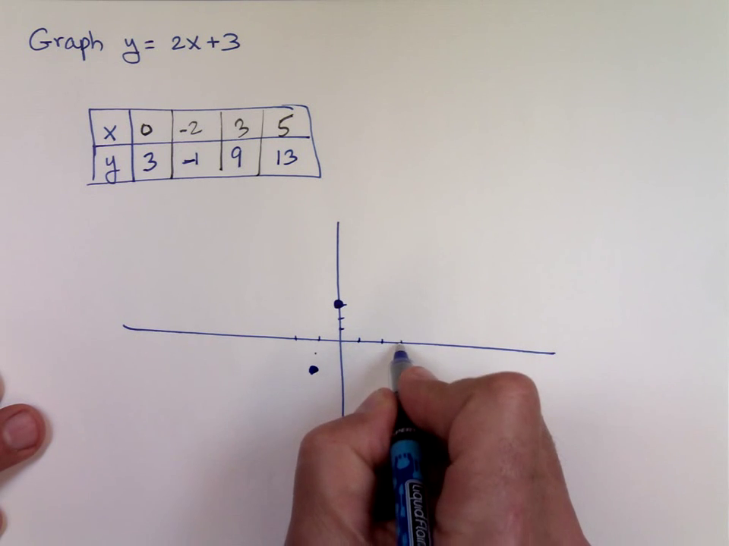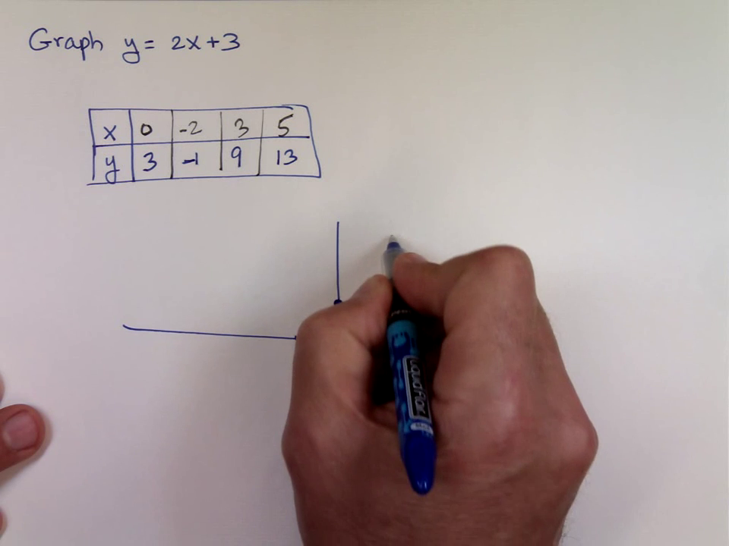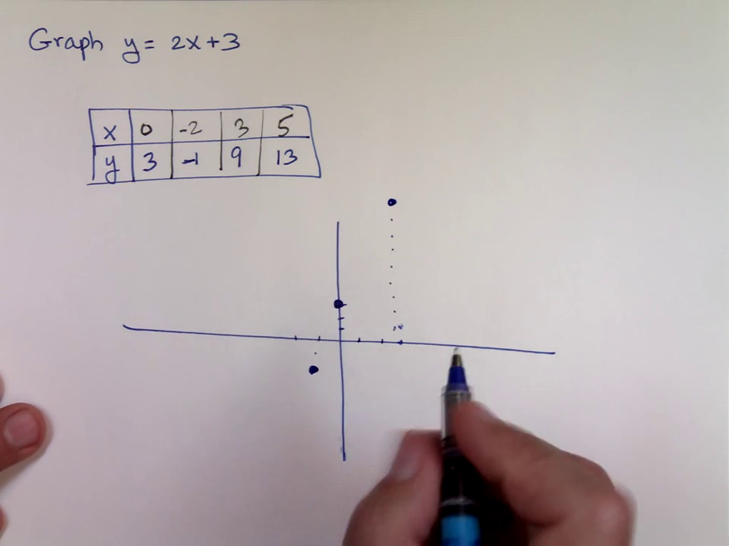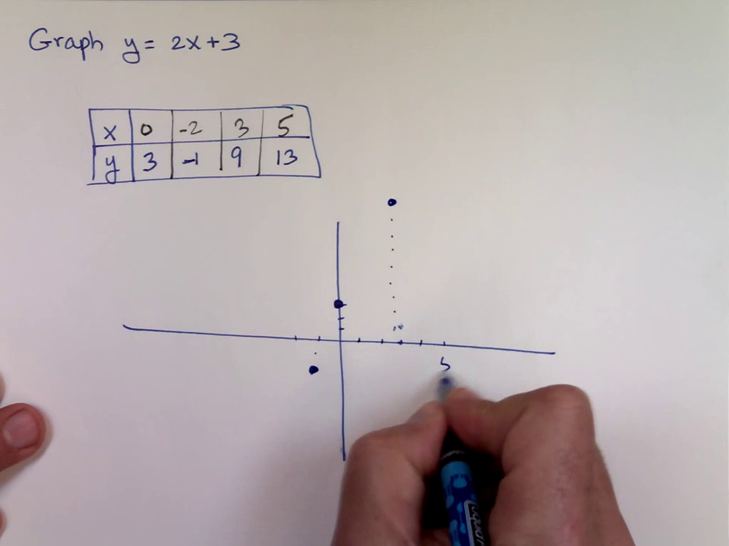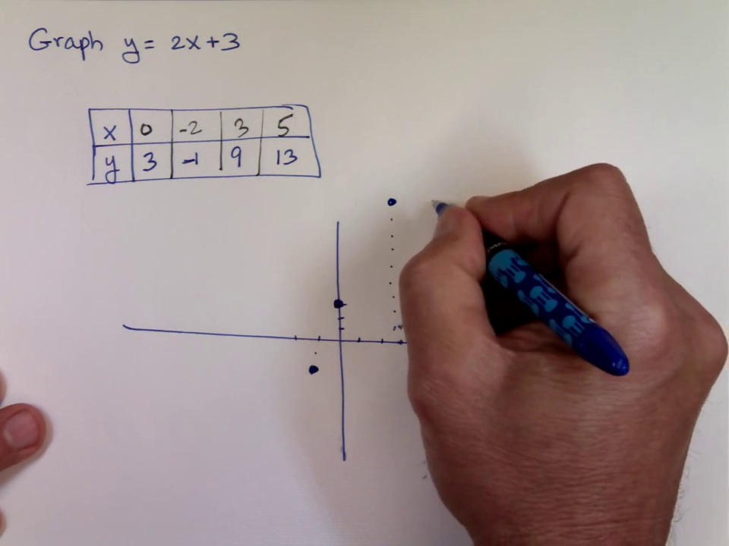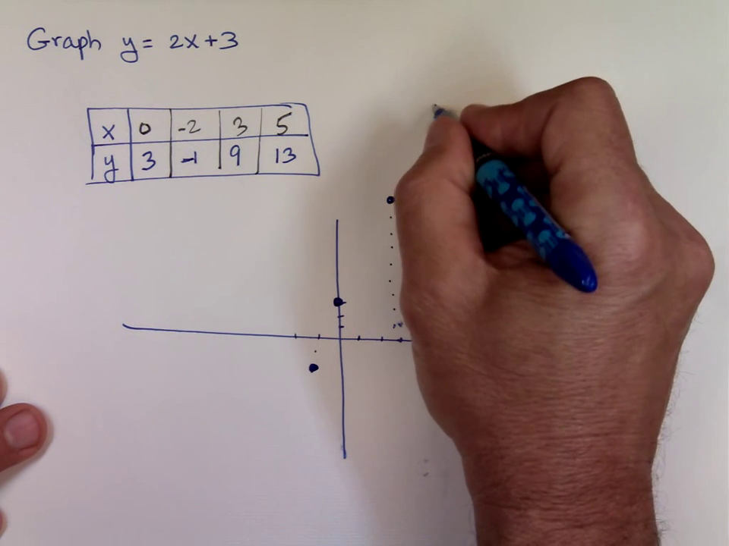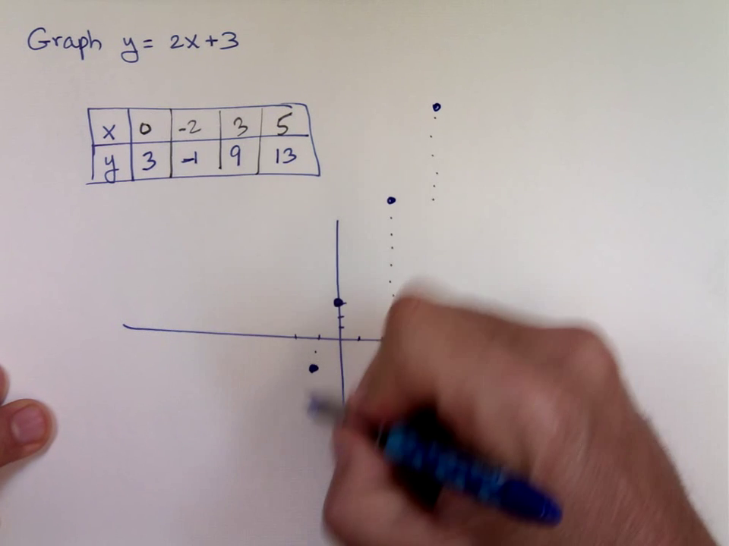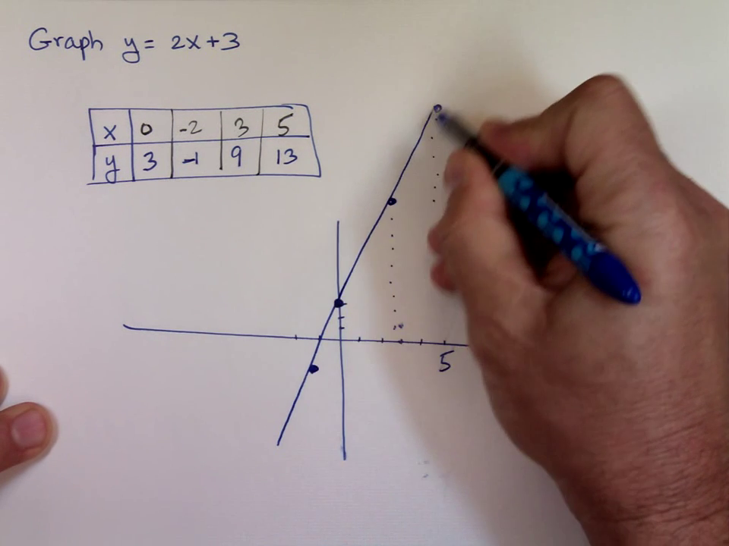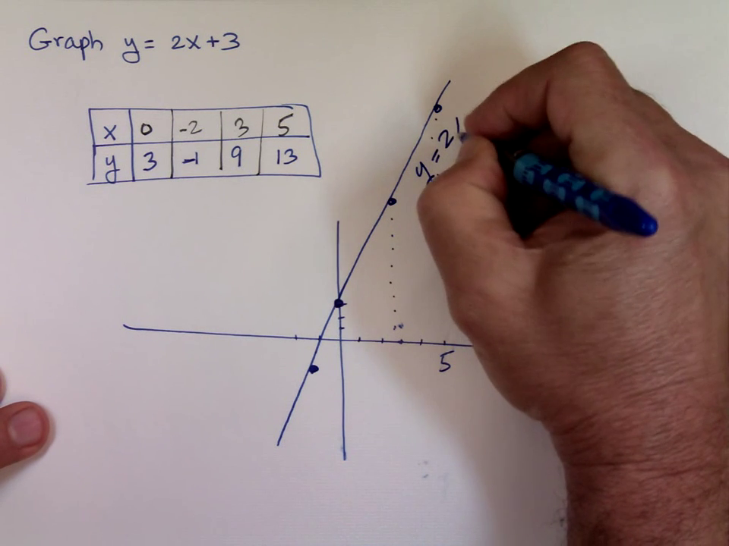3 and 9: 1, 2, 3, 4, 5, 6, 7, 8, 9 is right there. 4, 5 and 13: 10, 11, 12, 13, 14, 15. And when you plot these points and connect them, it's going to be a straight line going through them. And that's the graph of y equals 2x plus 3.